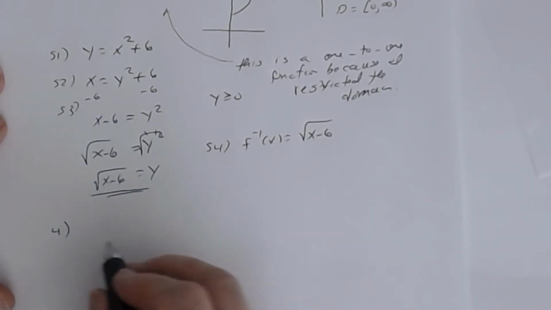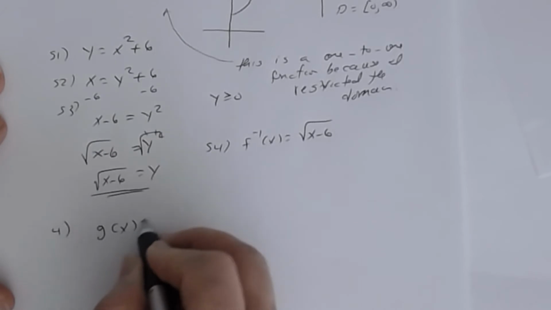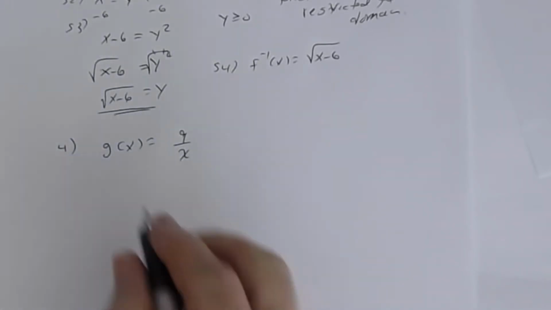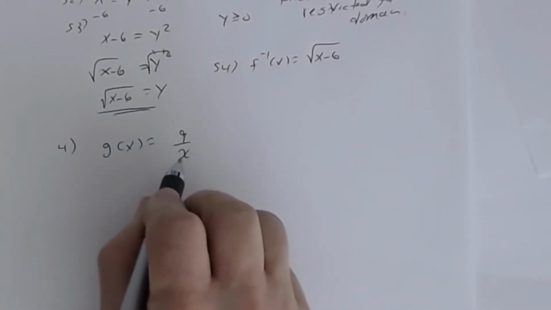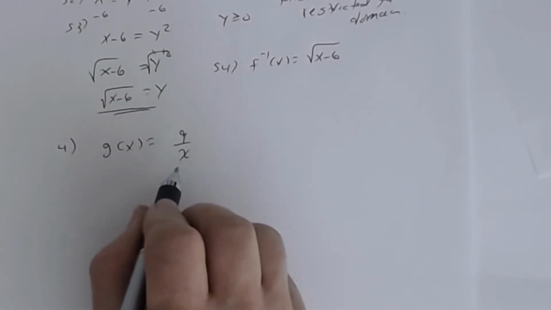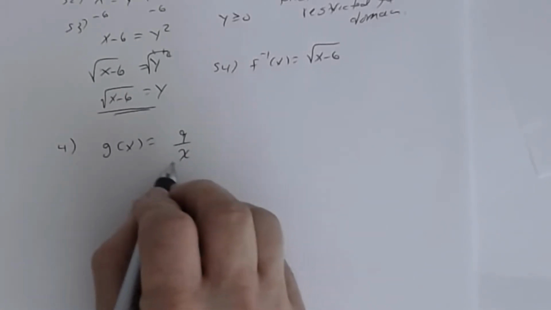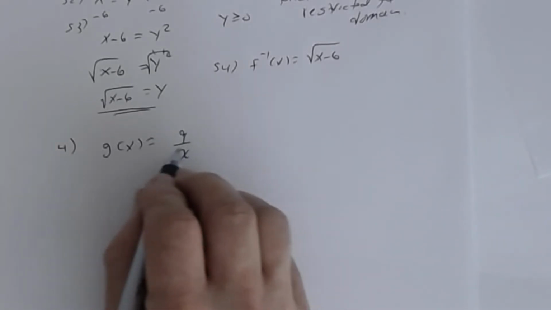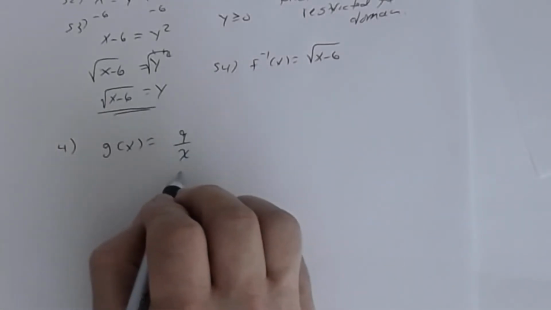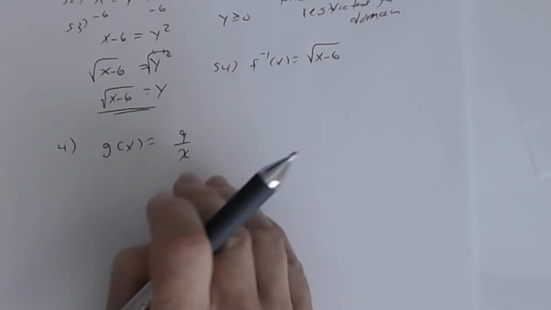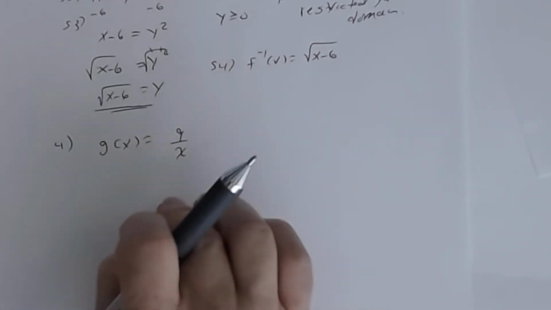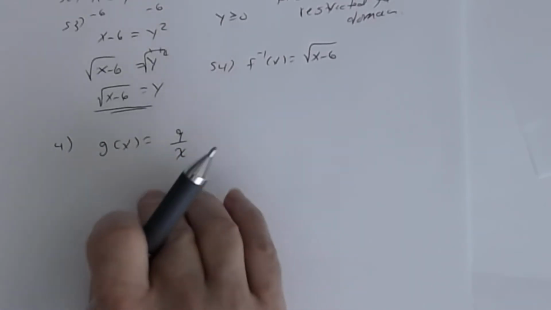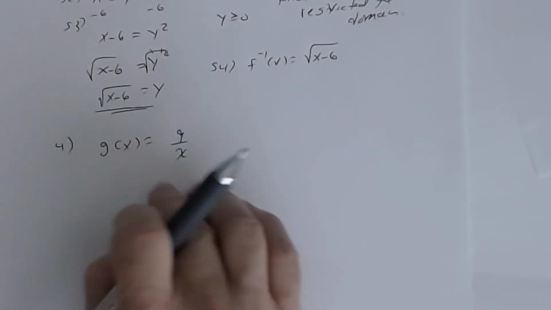Okay? All right, number 4. Let's suppose we had this function. g of x is equal to 9 divided by x. Okay, so if you were to look at the graph, this is a rational function, and so remember you can't have 0 in the denominator of a rational function. So this rational function has a vertical asymptote at x equals 0. Now, all that's not important to note to do this, okay? All you have to know is that this is going to be a one-to-one function, and it is one-to-one, and you just go ahead and do your algebraic steps.